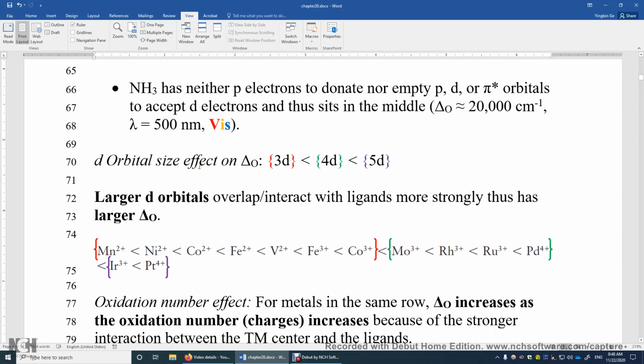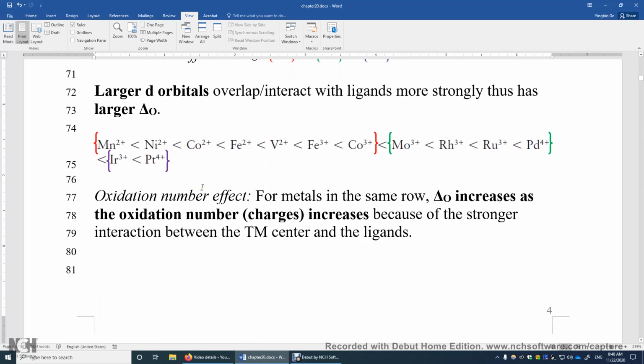And then there's an effect that tells you 5D transition metal elements have larger delta O than 4D than 3D. Because 5D orbitals are more diffuse, they can overlap with the ligands better than 4D than 3D. The interaction between 5D elements and ligands is stronger than those between 4D and the ligands than 3D and the ligands. Finally, the oxidation number. This is more obvious than the previous two effects. If you have a very large positive charge on the transition metal center, there's going to be a stronger interaction between the transition metal and the ligand.